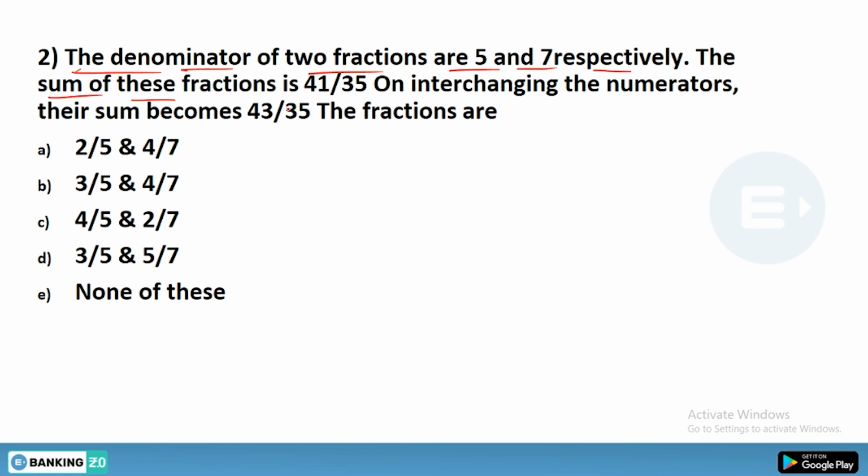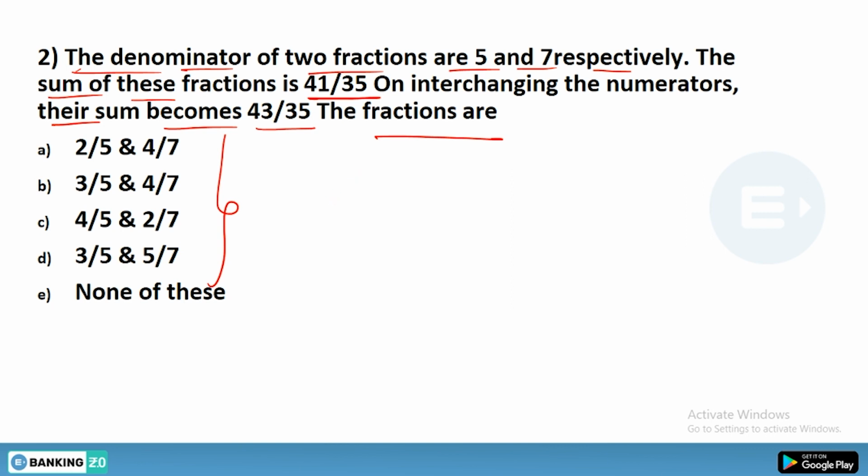The sum of these fractions is 41 by 35. On interchanging the numerators, their sum becomes 43 by 35. Then find the fractions. Now how can you find the fractions? Look, in this type of question you can go through the options. It will be an easy method.